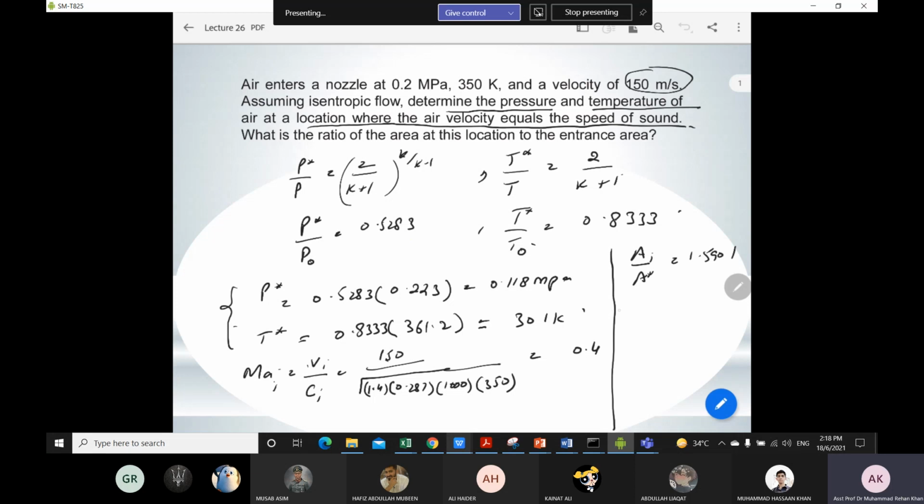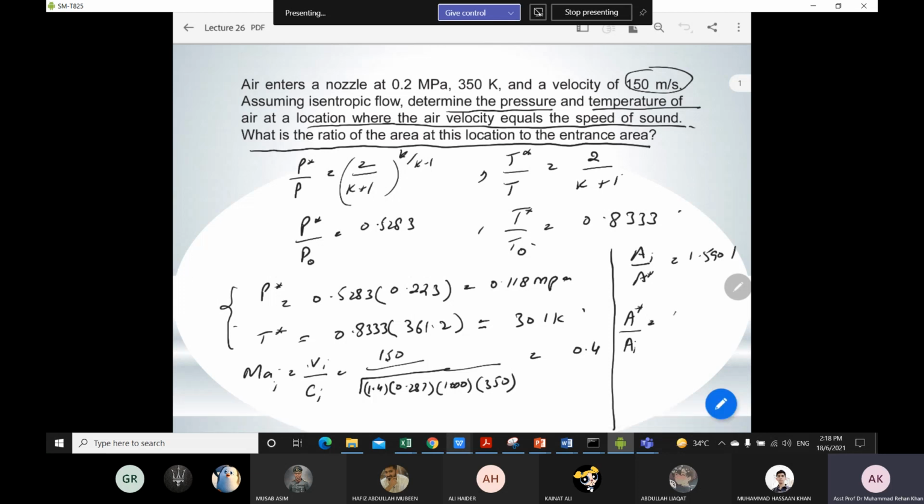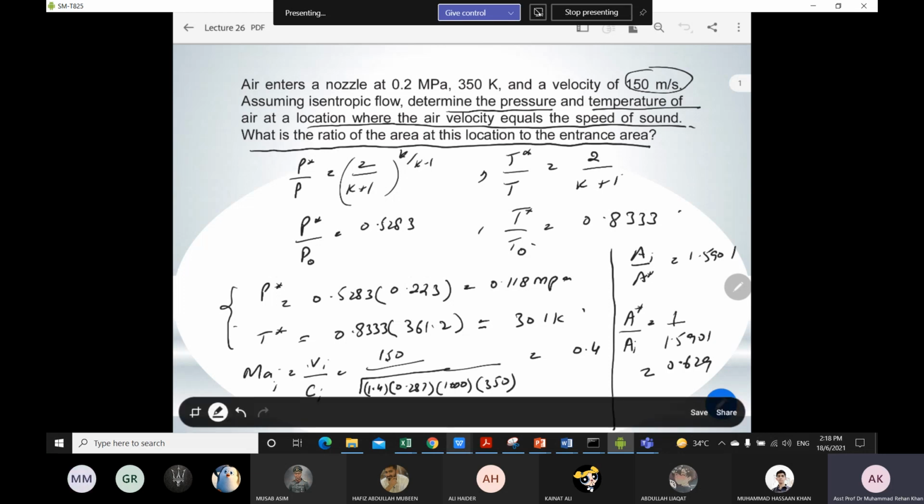It is equal to 1.5901, and the required thing is to find A star by A inlet, because it is clearly mentioned that it is the ratio of the area at this location to the entrance area. At this location means where your Mach number is 1. So A star by A inlet is equal to 1 divided by 1.5901, which is equal to 0.629. So this is the required solution for this problem. If you have any question, you can ask me, or you can note it down.